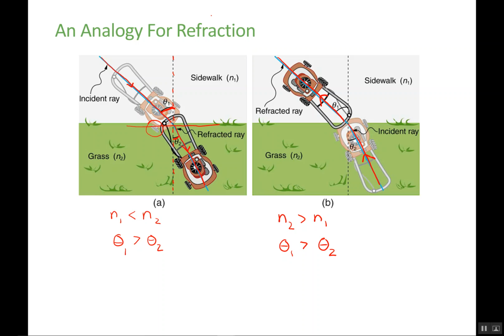So you've got to be careful with subscripts. The angle of incidence in this picture is labeled theta 2. The angle of refraction is labeled theta 1. The situation is reversed over here in panel A.